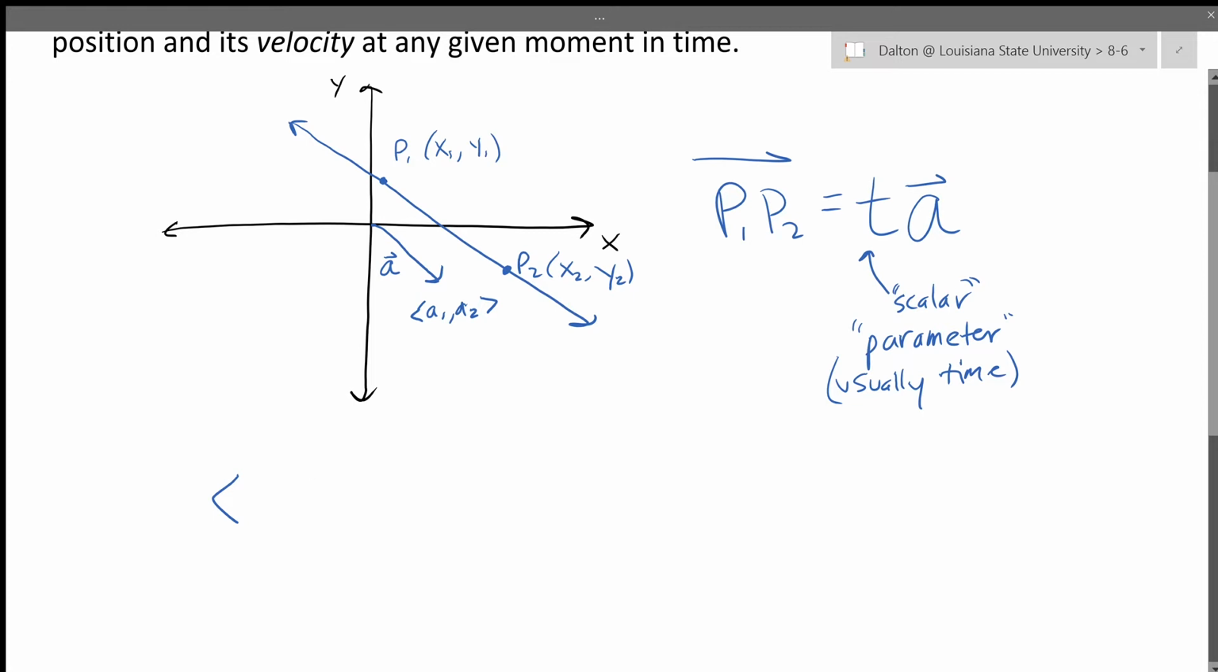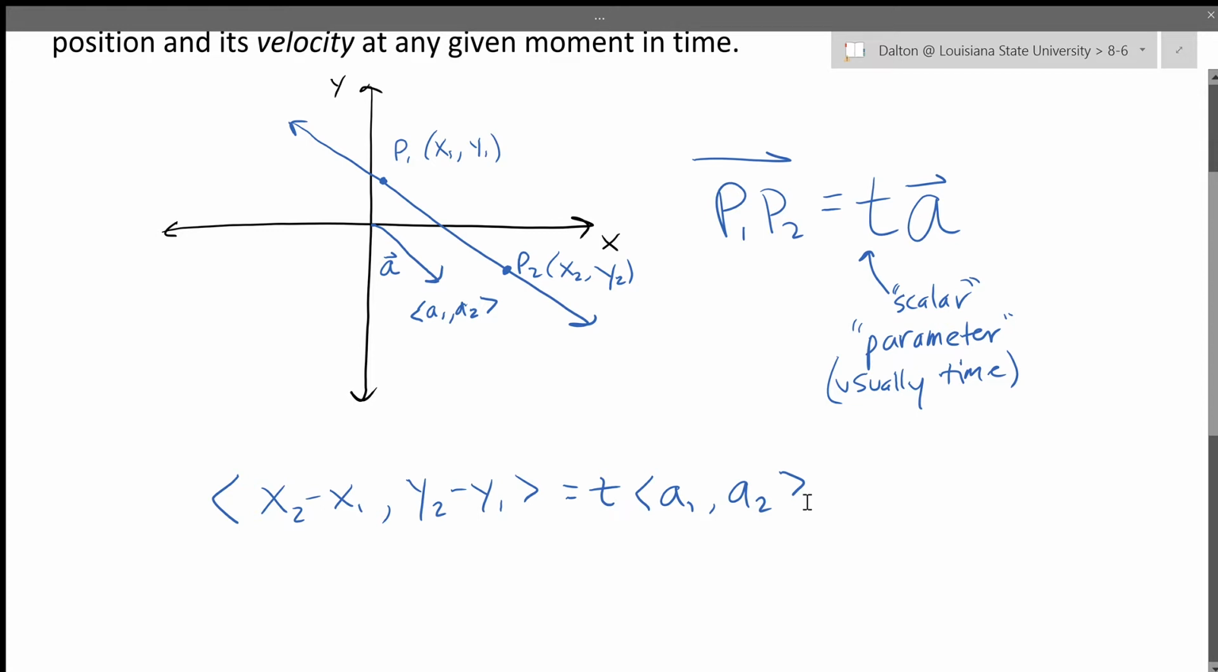We find vector P1, P2 by subtracting the points, right? If I look at the points, we always do the second point first. So I get that from doing x2 minus x1, and that's how I'm going to get the vector. And then the y coordinate comes from y2 minus y1. So that's how we get vector P1, P2. And then this is going to equal t times vector A, which is denoted by A1, A2.